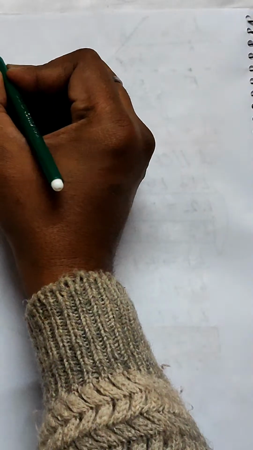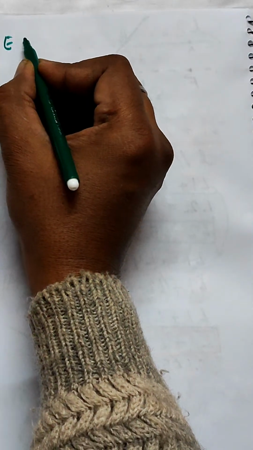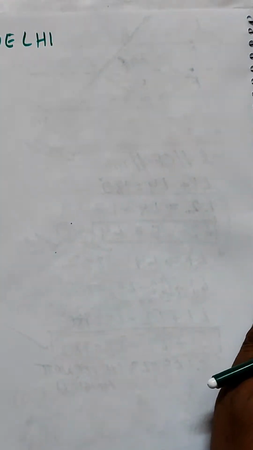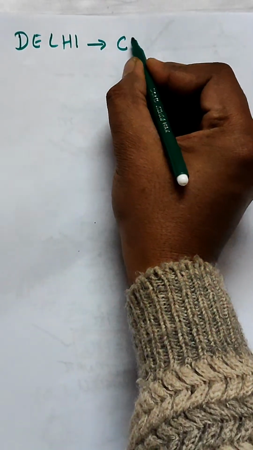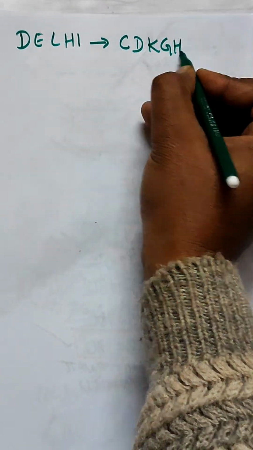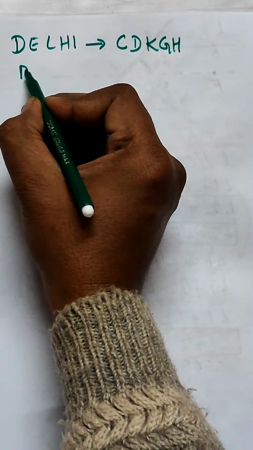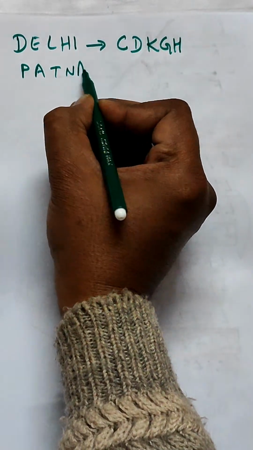In that question, it's given that if Delhi is written as CDKGH, right? Then how Patna can be written? Then Patna can be written as what? Right? This is the question of reasoning.